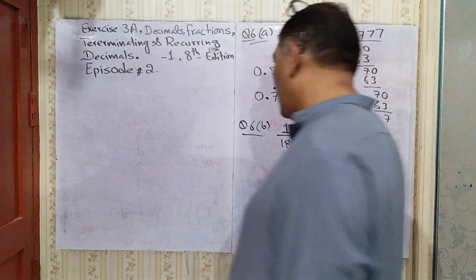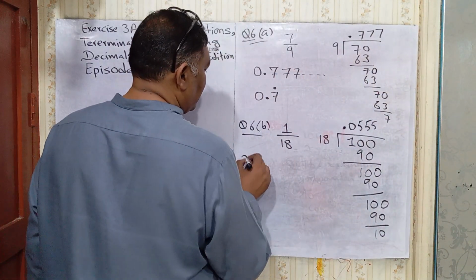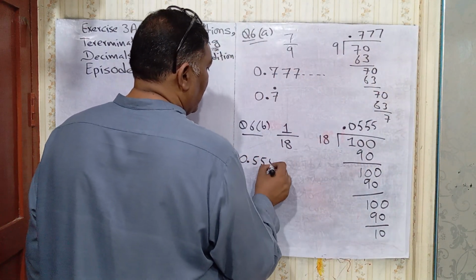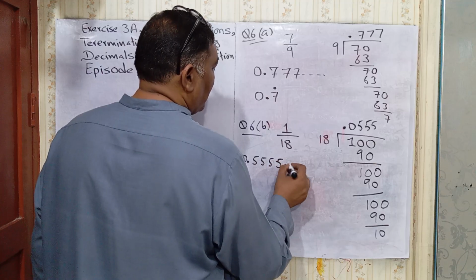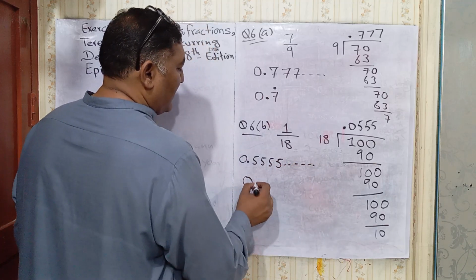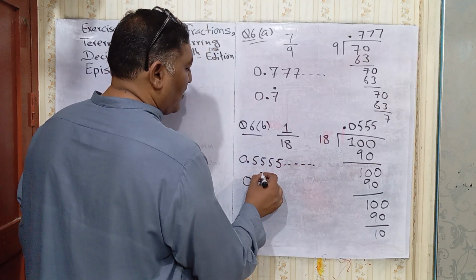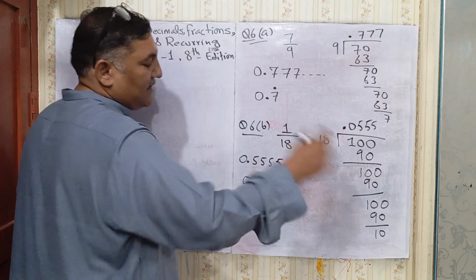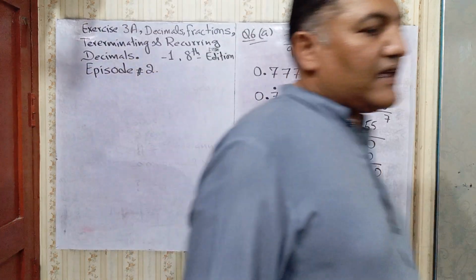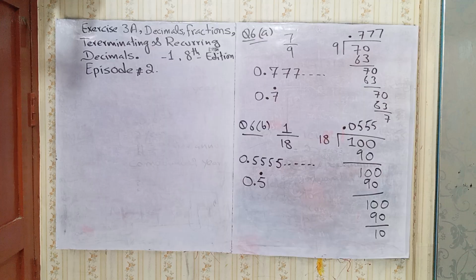So 1 divided by 18 is 0.5555 and so on. I can say 0.5 with a dot here, which means this is recurring. This pattern is coming again and again, and this is non-terminating. It will never end. So that means 0.55555555555. This is how you do question number 6 and its B part.